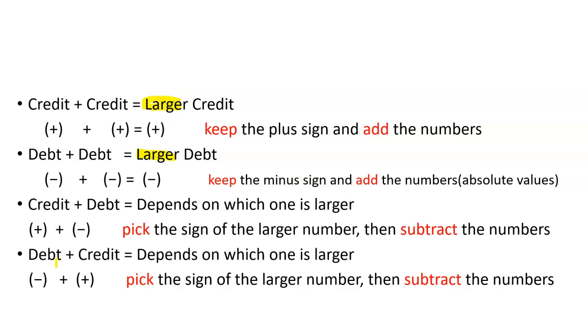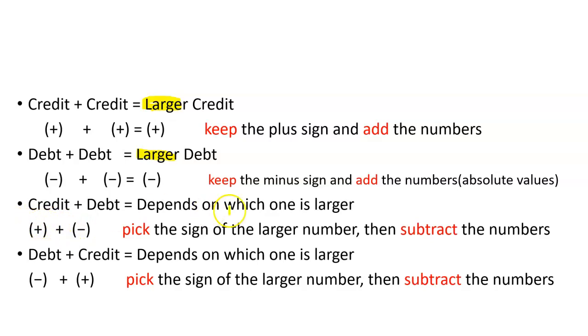So the rule for these two cases is different. We don't get to keep the sign because we have two different signs. So we have to pick the sign of the larger number. And once we pick the sign, we have to subtract these two numbers. And if you think about it, if you have $3 credit but $5 debt, that means you will still be in debt because 5 is larger than the credit.